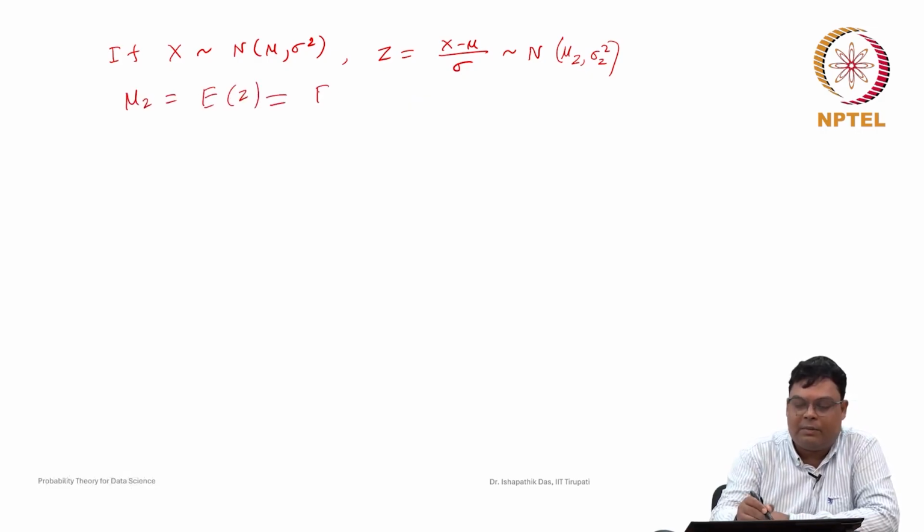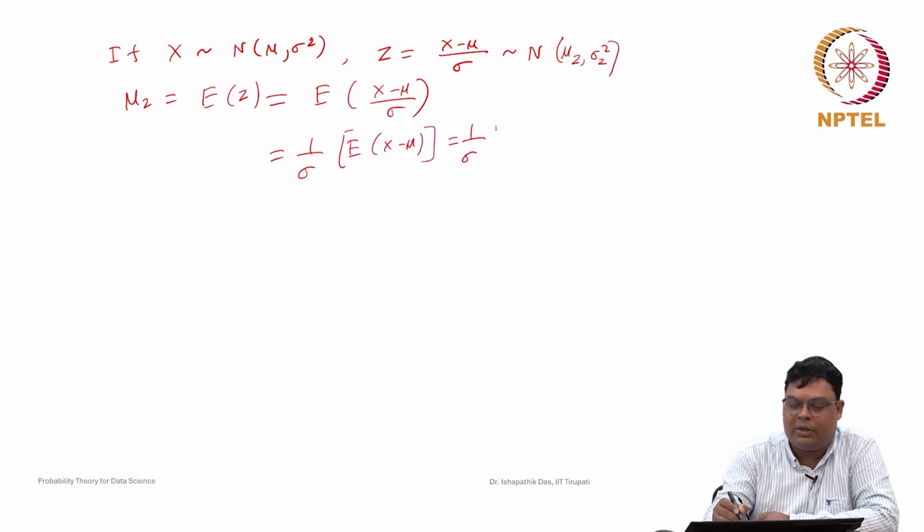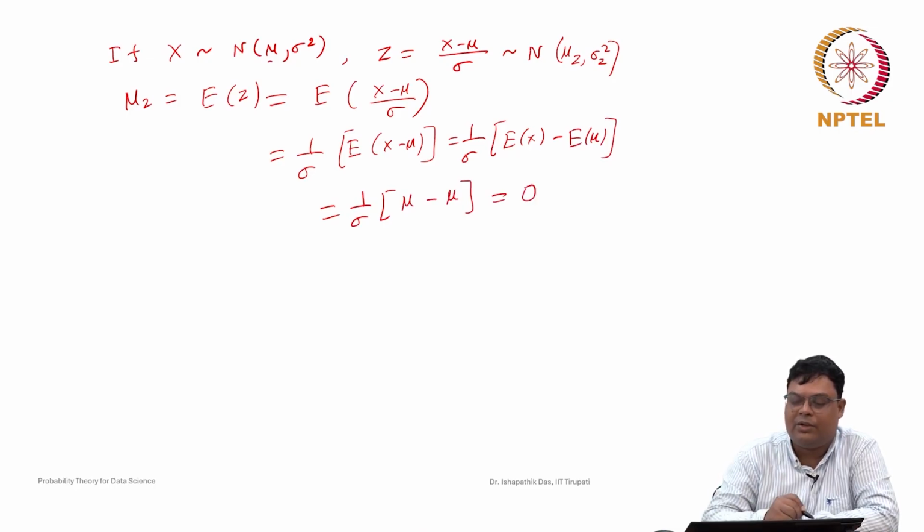So, this is the expected value of (x minus mu) by sigma. Because sigma is a constant, this is 1 by sigma into the expected value of x minus mu. Now, the expected value of x minus mu is nothing but the expected value of x minus the expected value of mu. Now, mu is a constant. The expected value of x is nothing but the mean of this random variable, which is mu, and the expected value of the constant mu is again mu. So, this is nothing but 0.